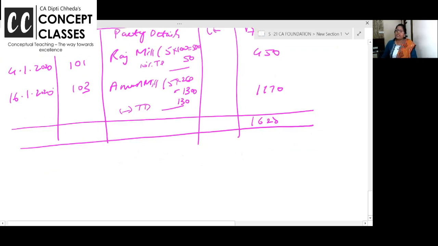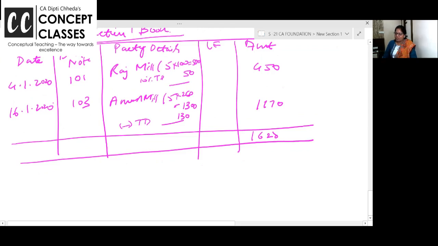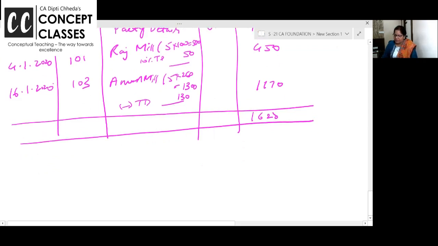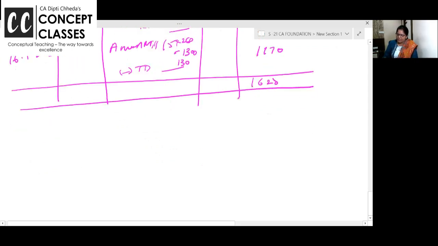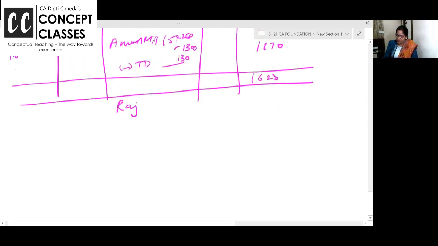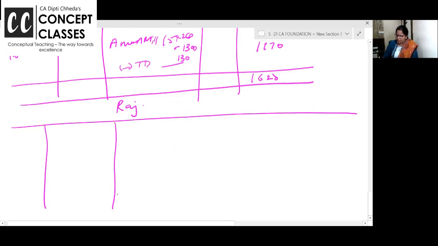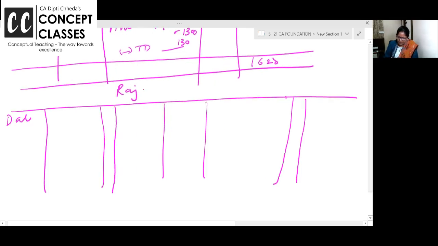The beautiful knowledge. You study it in 11th, 12th, and it is in foundation as well. Purchase return book. 1620 total I need throughout the month to post it in the ledgers. Next, let us make the ledger of Raj and Amrish. Date, particulars, amount. Date, particulars, amount. And we also make a small column in the amount. I'll tell you how to make it.